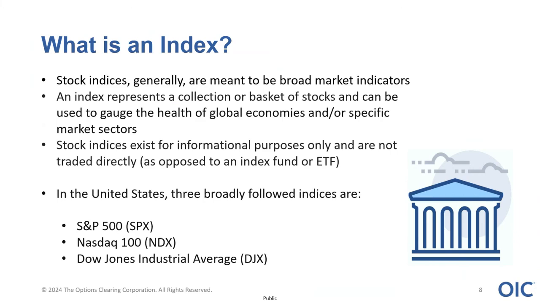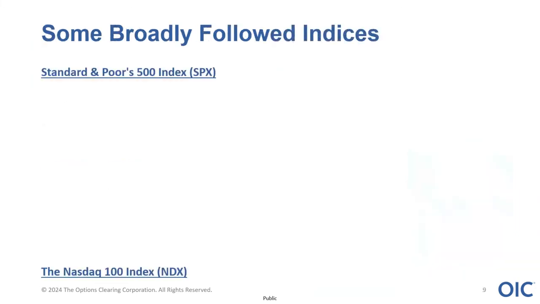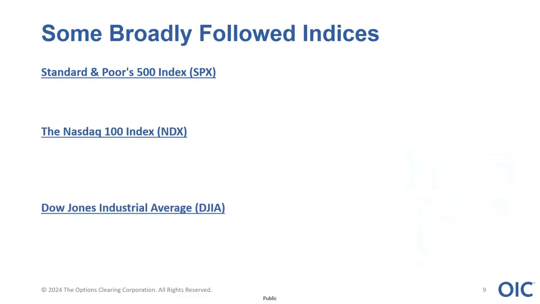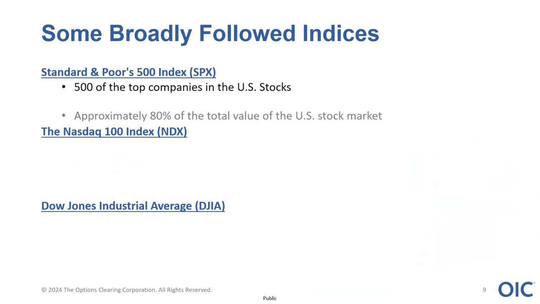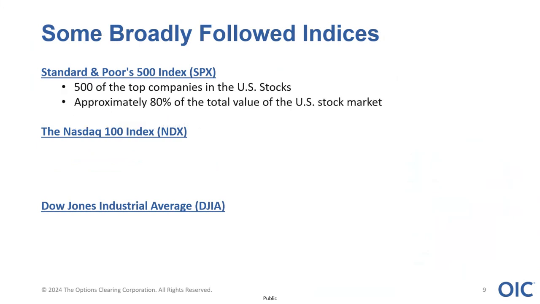So let's think about what these look like on their own, because they're slightly different. The S&P 500 is 500 of the top companies in the U.S. It represents approximately 80% of the total value of the U.S. market, and it's widely used as an indication of movement in the U.S. market. Many times you will also hear professional or semi-professional traders refer to the S&P as the SPOOs. We talk about them as the SPOOs. Where are the SPOOs?